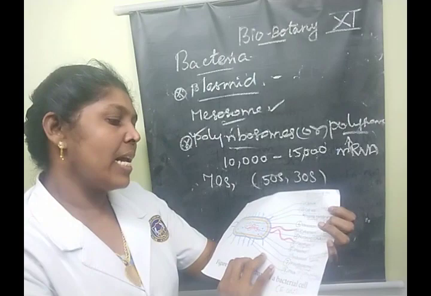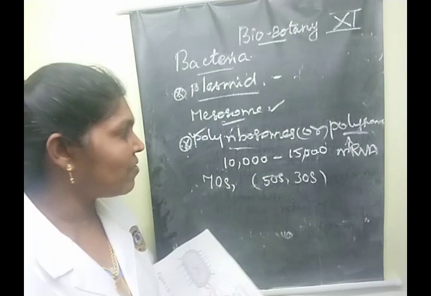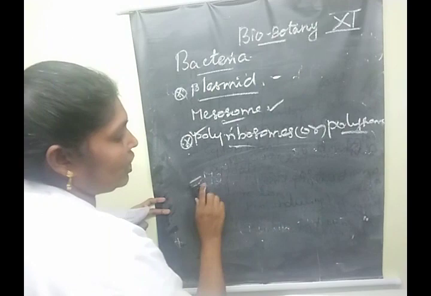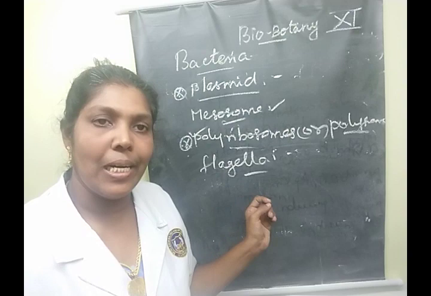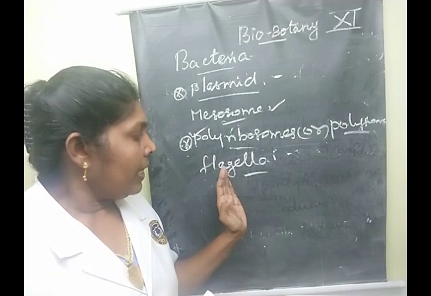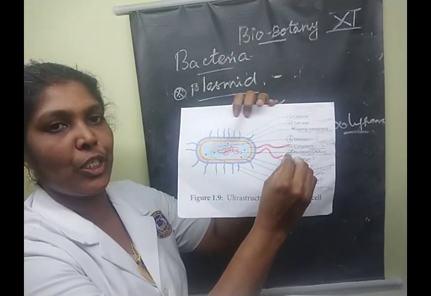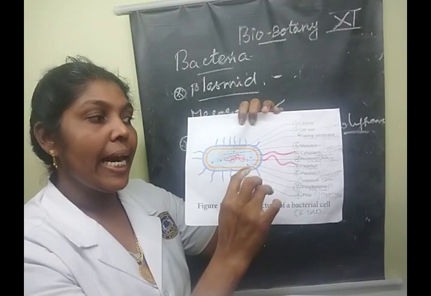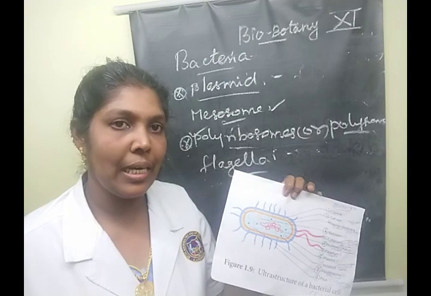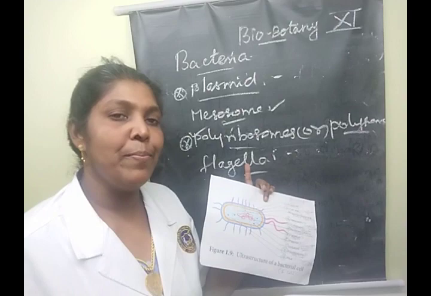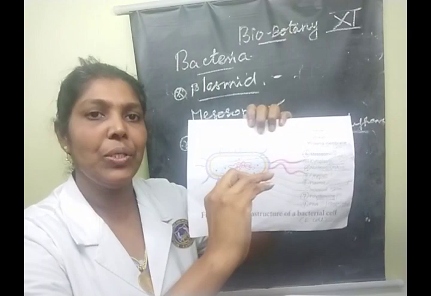The next one we are moving to is flagella. What do we mean by flagella? Some bacterial cells are a motile form. The hair-like projections that emerge from the cell wall region, varying in length, are known as flagella, or flagellum. Clear, children?